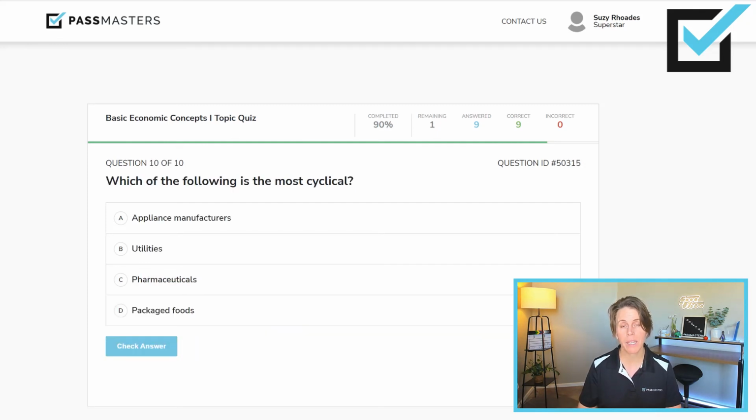Which of the following is most cyclical? So cyclical means following the business cycles, expanding during an expansion, contracting during a contraction. Choices include appliance manufacturers, utilities, pharmaceuticals, or packaged foods. So some will be counter-cyclical, which work the opposite, expand during contraction and contract during an expansion. Some are defensive, which means they resist market cycles.